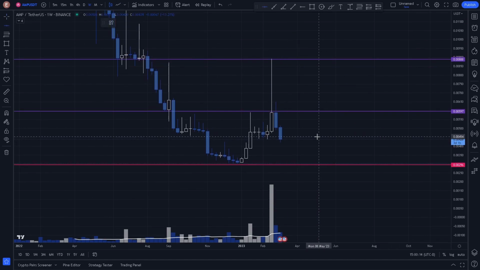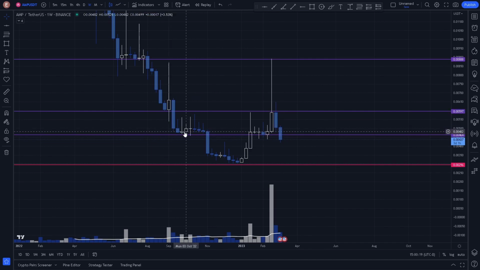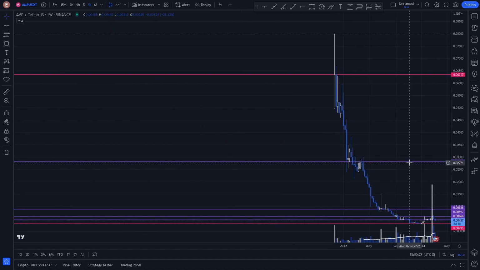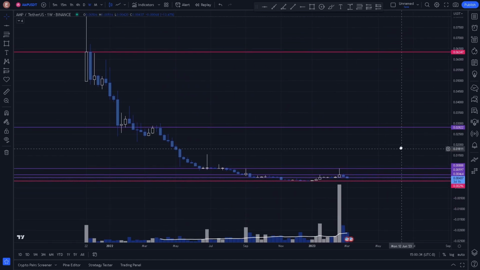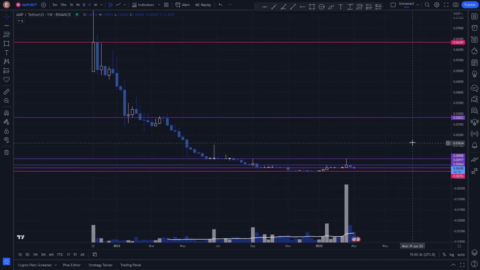So, one more key level we can notice is right here, where we see multiple reactions acting as support, and support over here. And as you can see, the candle body is at this same key level right now. So, zooming out on this wonderful chart, these are all the key levels plotted on AMP.